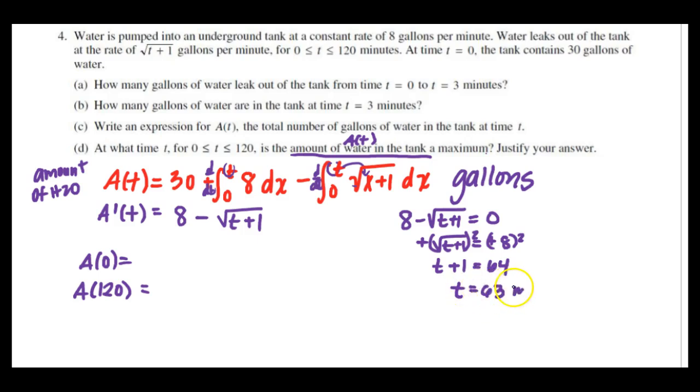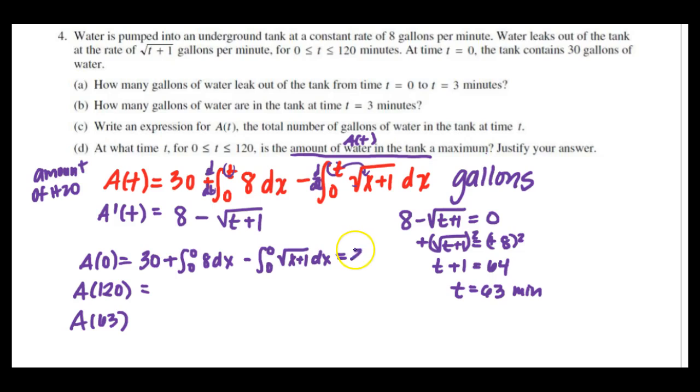And the units of this are going to be in minutes because it's a t, a time, and my time is in minutes. So in other words, I also need to check A of 63. So now it's a matter of substituting in these numbers into this A of t function and then determining what is the biggest value. So A of 0 is going to be 30 plus the integral from 0 to 0 of 8 dx minus the integral from 0 to 0 of radical x plus 1 dx. So that one's nice. 0 to 0, 0 to 0. These two integrals are 0, so the answer is 30 gallons.